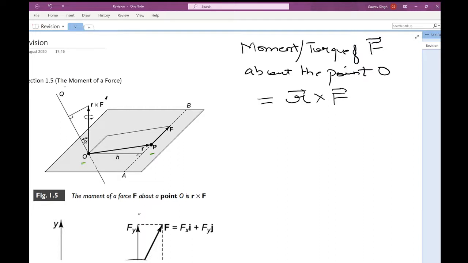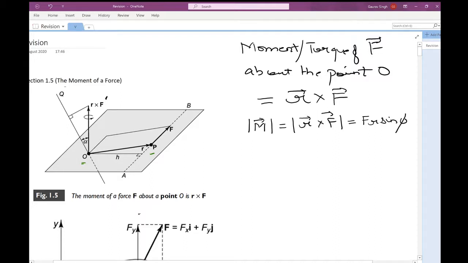Now if you want to find the magnitude of this moment of a force, what would that be? The magnitude of this would be, written in this form, and from your knowledge you already know that it can be written as F r sine phi, where phi is the angle between R and F.